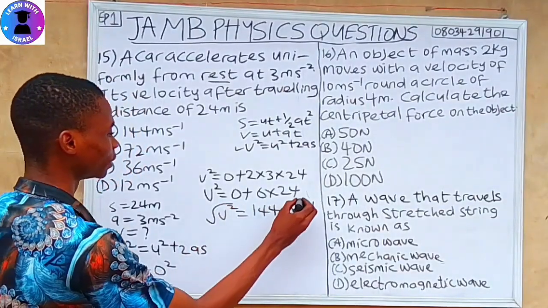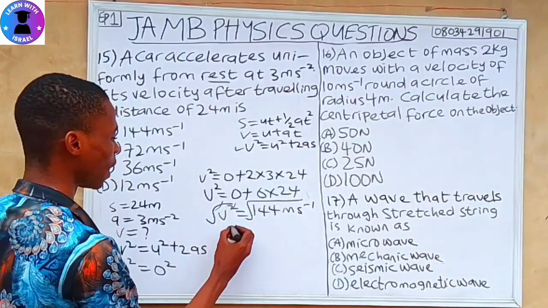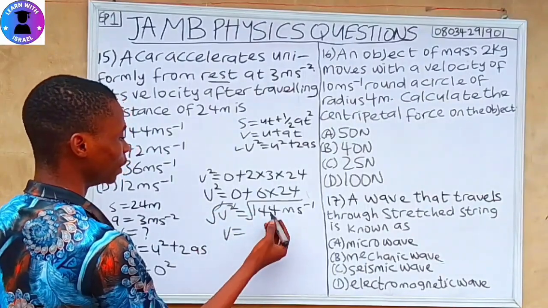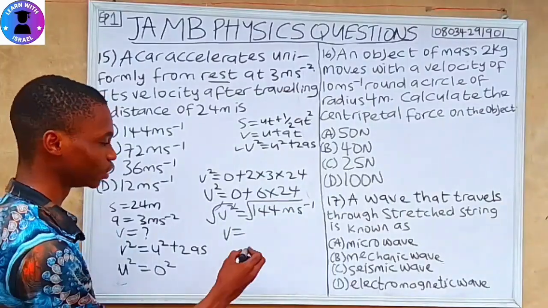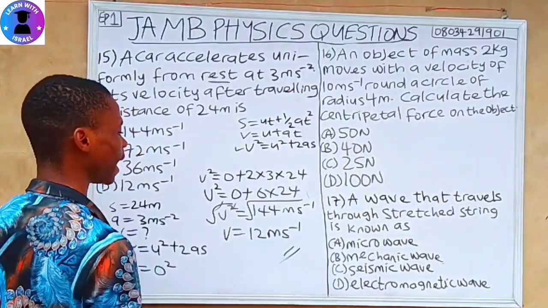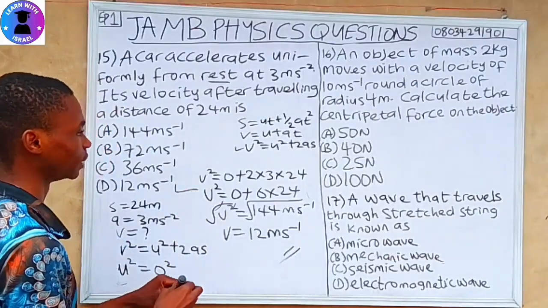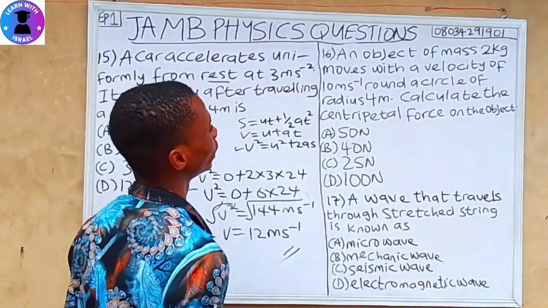We square root it. If we square root it, the square cancels the square root, so we are now left with our velocity. The square root of 144 is 12. 12 meters per second is the correct answer, and if you check our options, it's option D. 12 meters per second is the correct answer. Let's move to the next question.